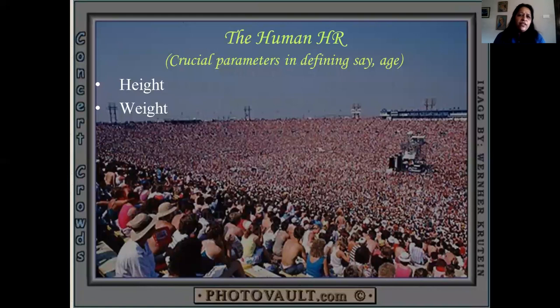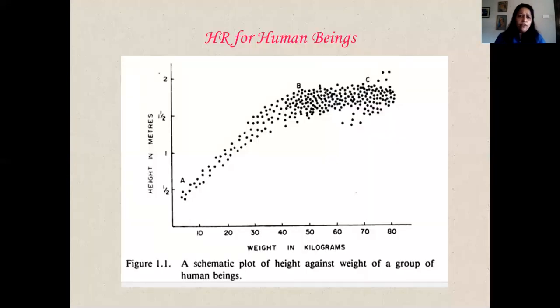So let's try to make a human HR. Supposing we try to make a Hertzsprung-Russell diagram, the crucial parameters. Let's say the crucial parameter for a human being is age. But what can we observe? We can't observe the age. So we can observe the height and the weight. Let's say we make a height-weight plot of human beings. Here's the height, here's the weight.